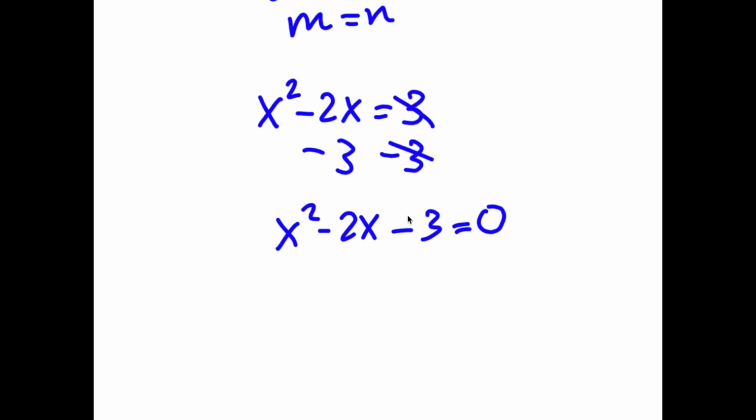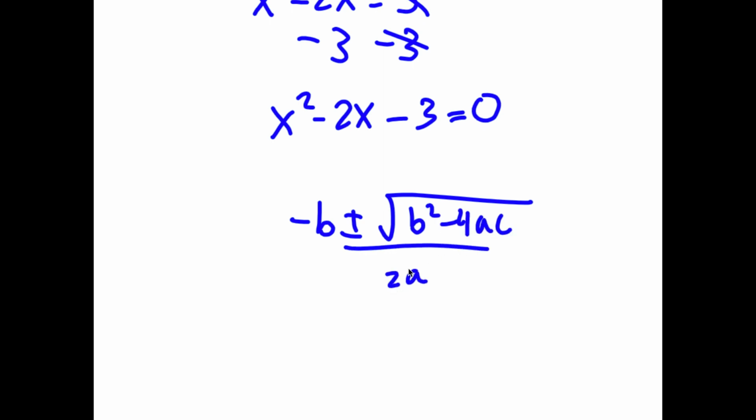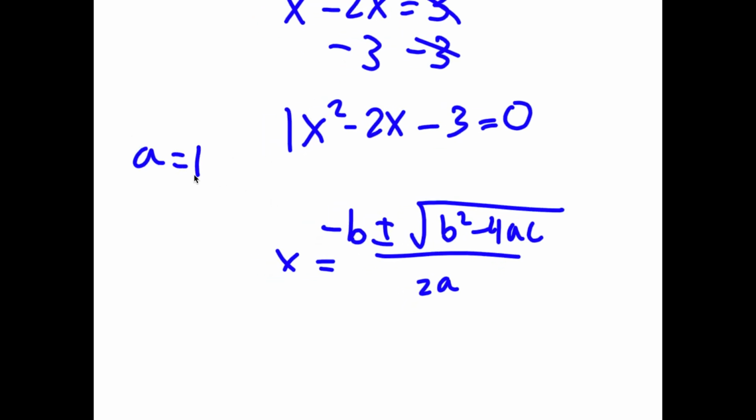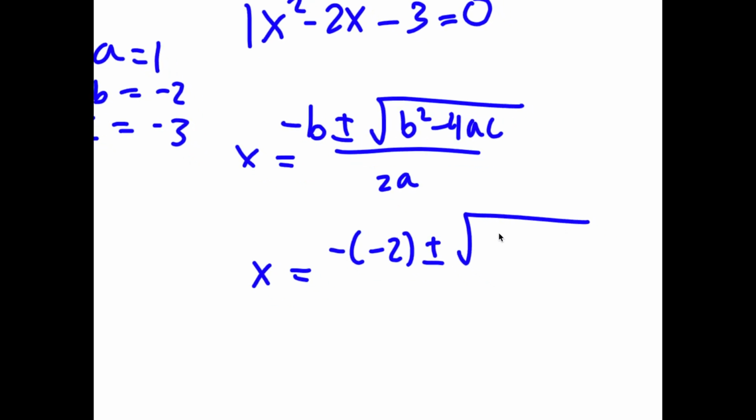And now to solve this, I'm going to use the quadratic formula, which is negative b plus or minus the square root of b squared minus 4ac all over 2a. So in this case, a is 1, b is negative 2, and c is negative 3. So I have x is equal to negative of negative 2 plus or minus the square root of negative 2 squared minus 4 times a, which is 1, times c, which is negative 3.